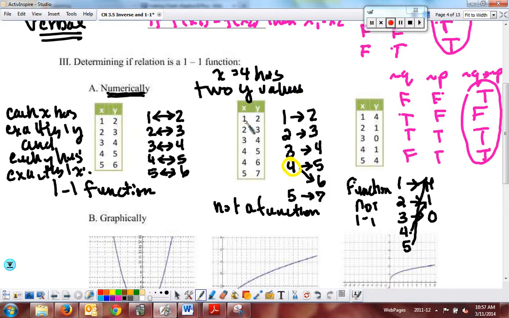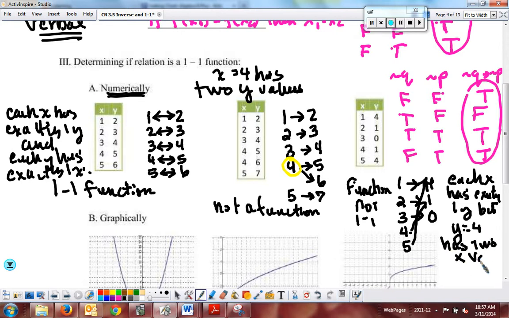They're done. It doesn't matter how many I have. I only need one x that has more than one y. We're not a function. Over here, am I a function? Yes. Each x has exactly one y, but what's the problem? Just name one of them, because it only requires one counterexample. Y equal to 4 has 2 x values. That's why it is not one-to-one.